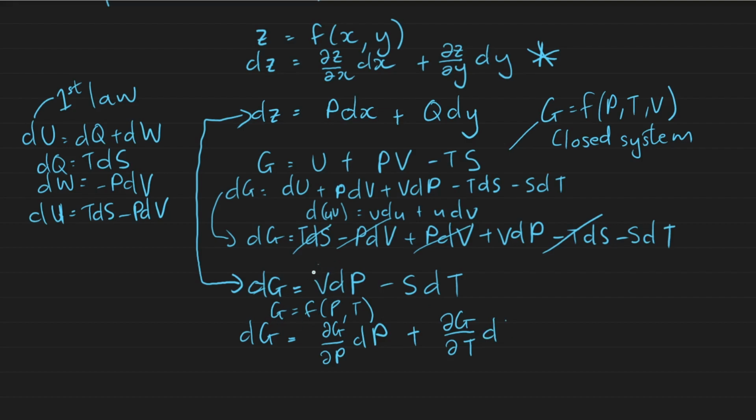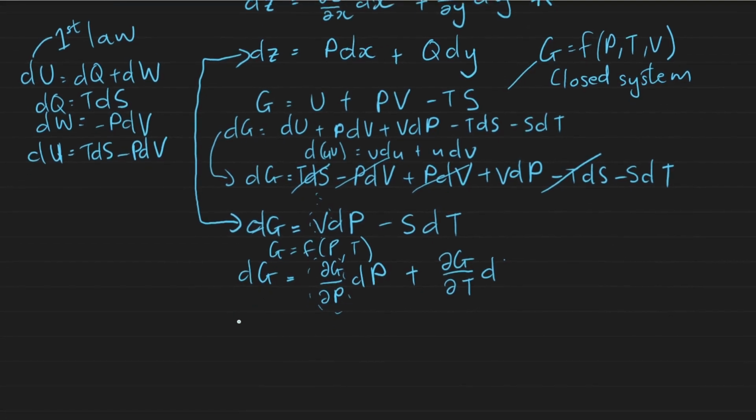So if that is the case, then we can see that ∂G/∂P is equal to V. So V is equal to ∂G/∂P. Similarly, we can see that S is equal to minus ∂G/∂T. So that's the equivalence between these different relations here.